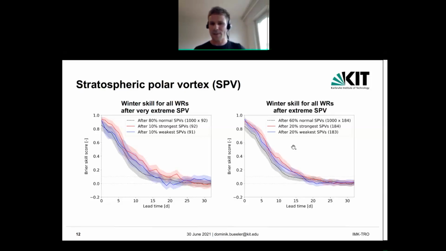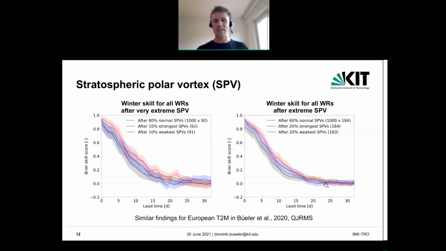Just to see how robust this is, we did the same analysis for the 20% strongest and weakest states. And qualitatively, this asymmetry between strong and weak states still stays the same. However, the strong states do not outperform the normal states so clearly anymore in subseasonal lead times. So it seems that the polar vortex really needs to be truly strong for giving this enhanced predictability.